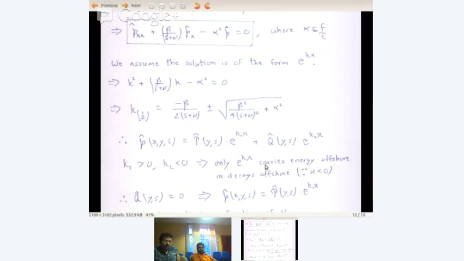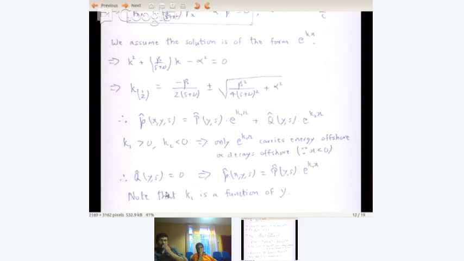So only e power k1x carries energy offshore or decays offshore because x is less than 0. You cannot have a solution with a negative k out here, because x is less than 0. So q hat of y comma s is 0 as has been the case throughout. So p hat of x comma y comma s equals capital P hat of y comma s into e power k1x.